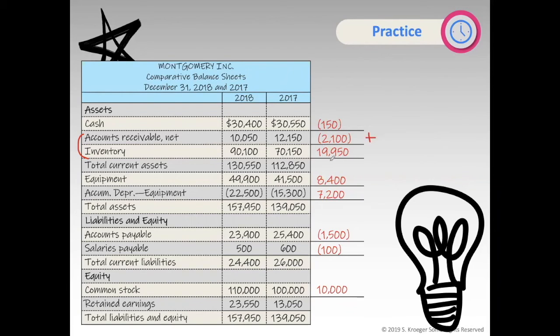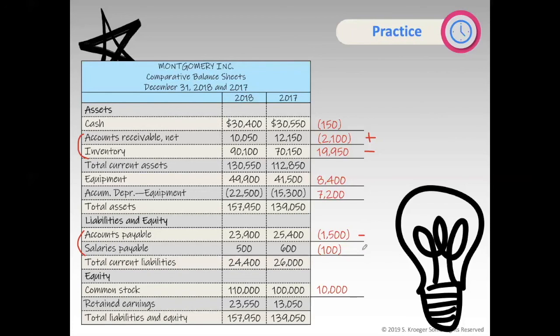Inventory increased from last year to this year by $19,950. Remember, we want to do the opposite for the current assets section. We will subtract that number. Now let's look at the current liabilities. We have accounts payable and salaries payable. When we're dealing with the liability section, it actually works in the same direction. If the amount had increased, we add it. If the amount decreased, we subtract it. Accounts payable has decreased by $1,500. We're going to keep it as is. We're going to subtract $1,500 in the operating section.